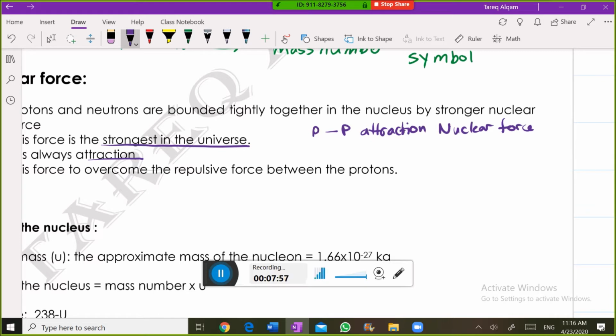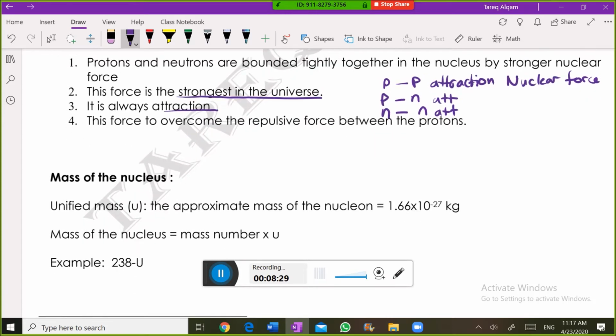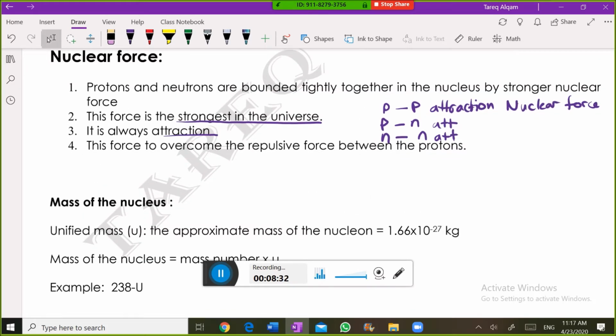This nuclear force, guys, is called a short-range force. So this force is applied only when the protons are very close together. Also, between a proton and a neutron there is an attraction, and between a neutron and a neutron there is attraction. Even though the neutron is neutral, it experiences a nuclear force, since this nuclear force is independent of charge. And this force overcomes the repulsive force between the protons.